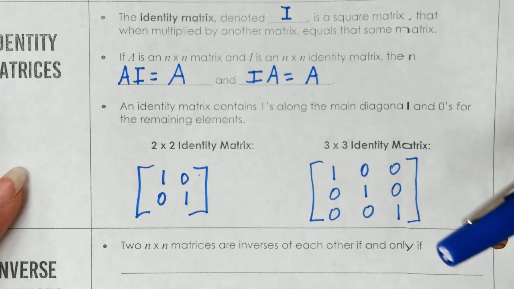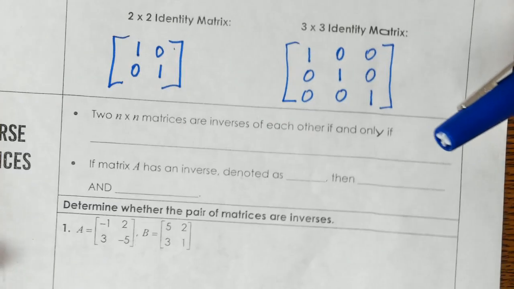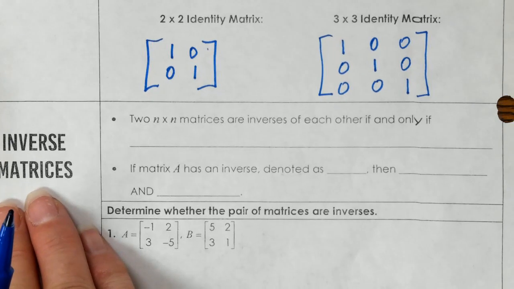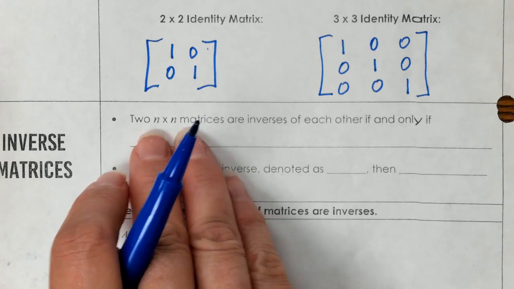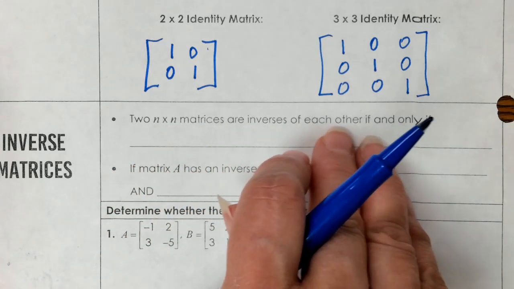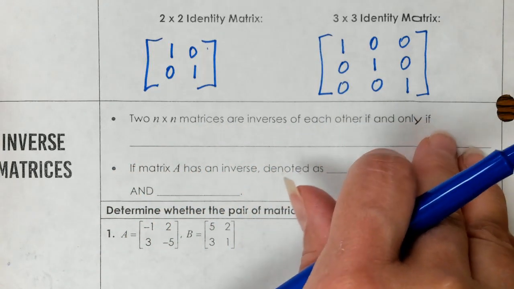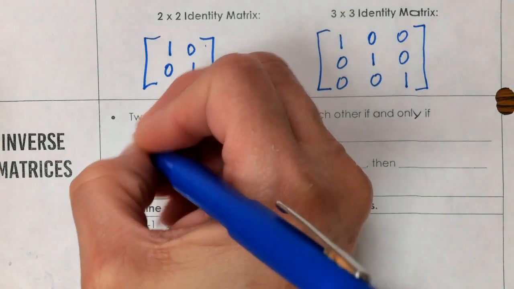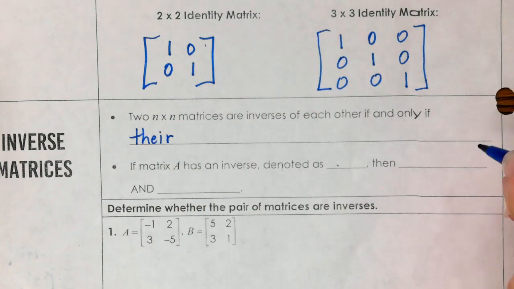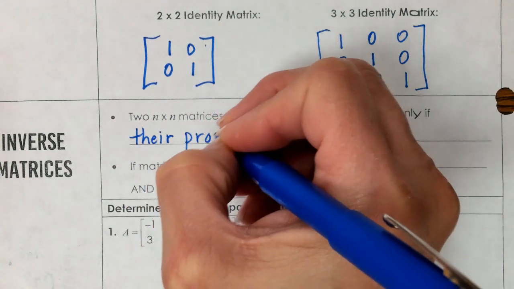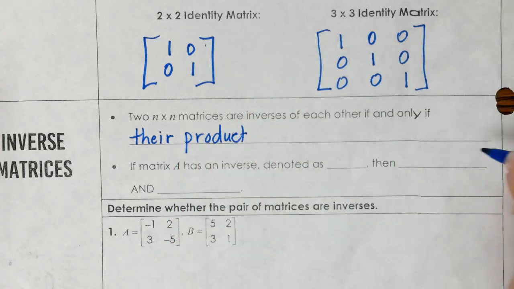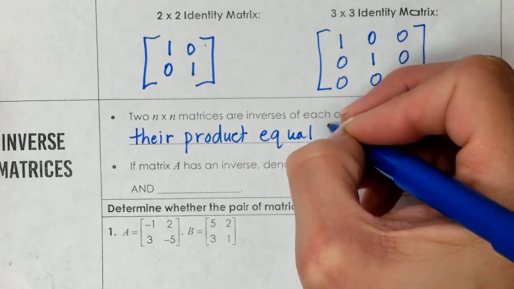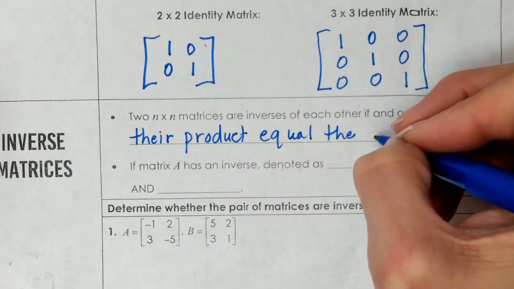Now, in our next little box, they're starting to talk about inverse matrices. And 2 n by n matrices are inverses of each other if and only if their product equals the identity matrix.